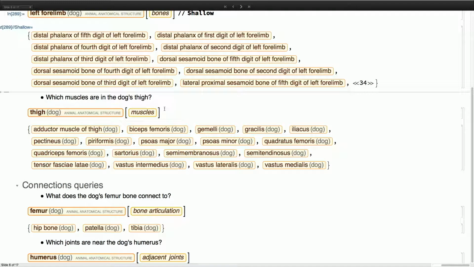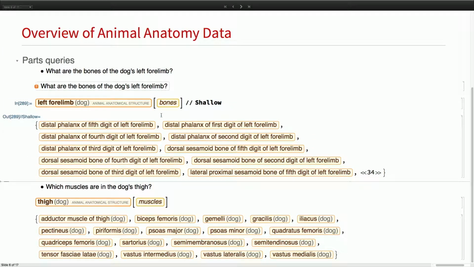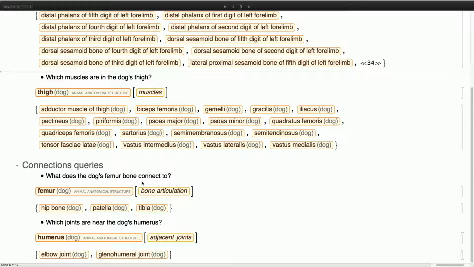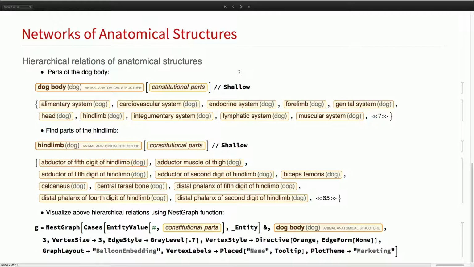And similarly, we can also ask about muscles of a particular body segment. And in addition to these parts queries, we can also ask about physical connectivity of the structure, like bone articulation, or finding a joint for a given bone structure. So now, with all these accessible properties in mind, let's take a look at networks of anatomical structures.